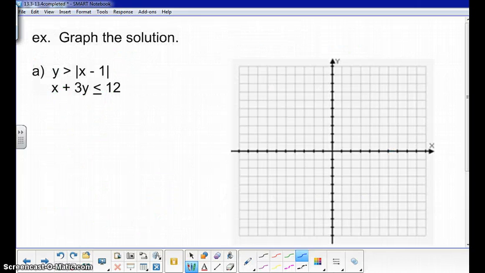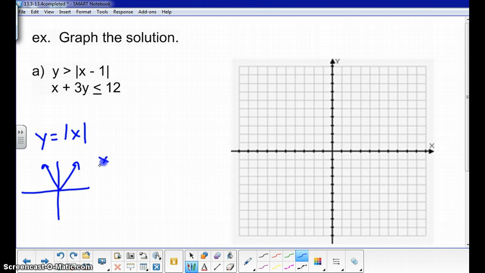Now our next 2 examples are on graphing inequalities. In our first case here, we have y is greater than the absolute value of x minus 1. Hopefully you remember from the past that this should be a V-shaped graph. If you also remember, we had transformations. Your typical absolute value graph starts at the origin and is a V-shaped graph.